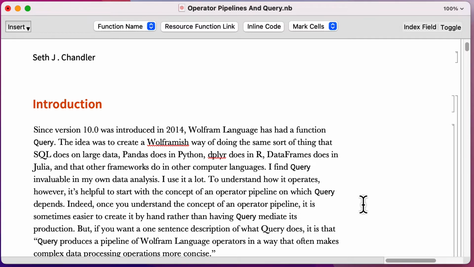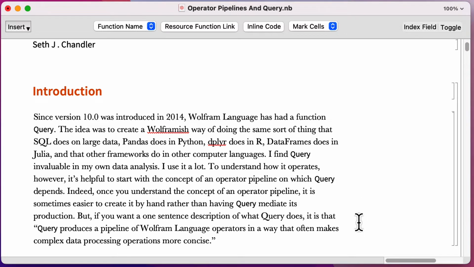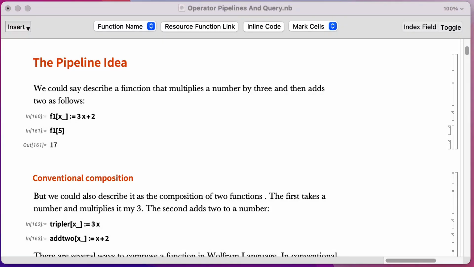Before we get to query, though, I think you need to understand the concept of an operator pipeline. It's a little bit of a different way of programming. As I say in the essay, if you want a one-sentence description of what query does, it's that query produces a pipeline of Wolfram language operators in a way that makes complex data processing operations more concise. Let's start with the concept of operators and pipelines.